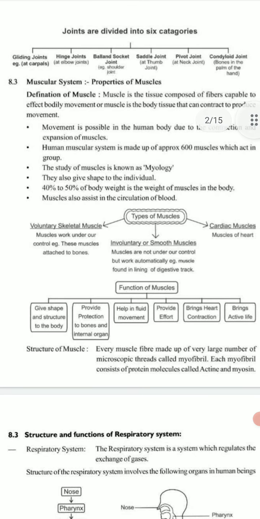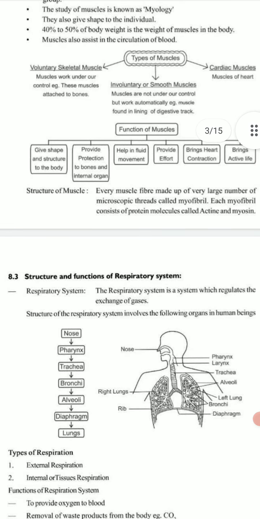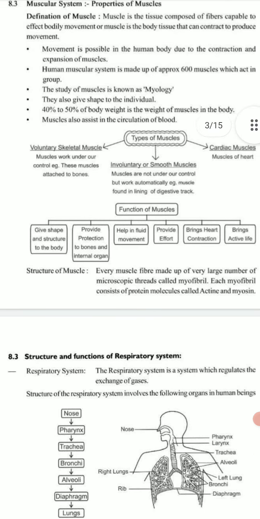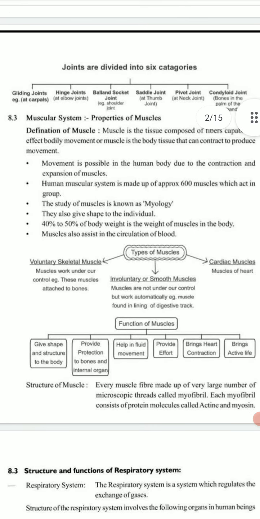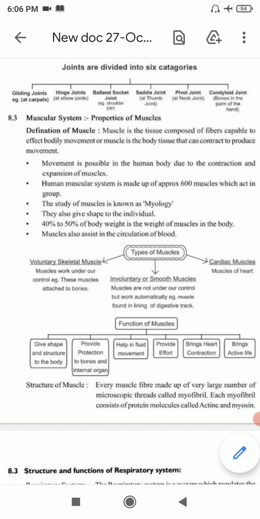Okay, structure and function of respiratory system. This is a respiratory system picture. Okay, next day I will discuss muscles. Okay, now thank you.